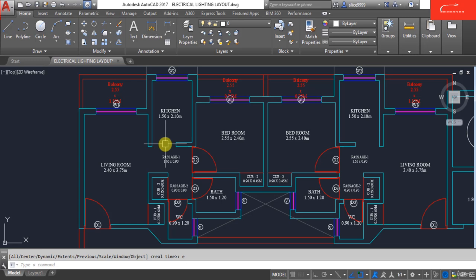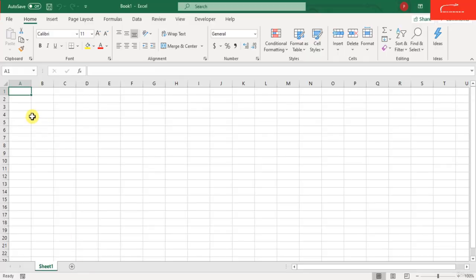To find out the lumens output, we need to first find out the lux level required for this typical flat. Each area like the living room, kitchen, bedroom and the bathroom has a different lux level. So according to these areas, we need to find out which lux level is applicable. For that, I will prepare an Excel sheet for the lux level calculation.